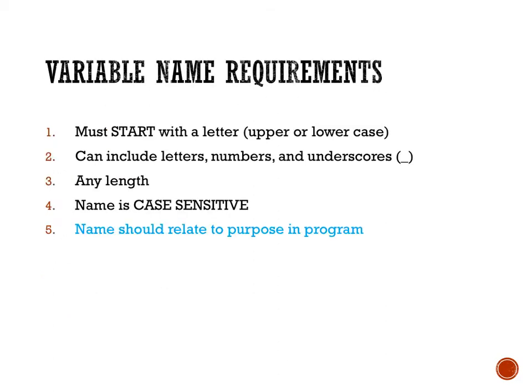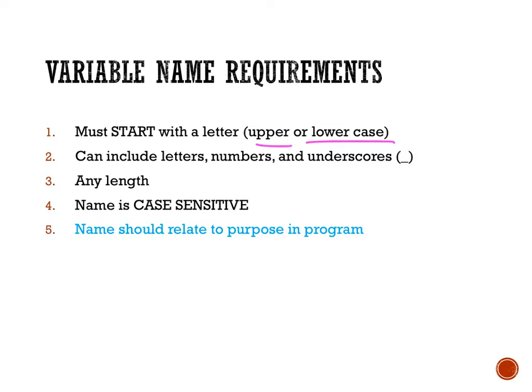So in MonoGame, it has some very specific variable name requirements. Here you'll see that they are listed. So first, you must start with a letter of lower or uppercase. So you cannot start with a number, you cannot start with a symbol, you must start with a letter. Then from there, you can include any combination of letters, numbers, and underscores.